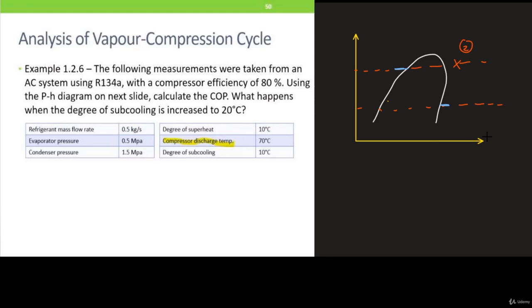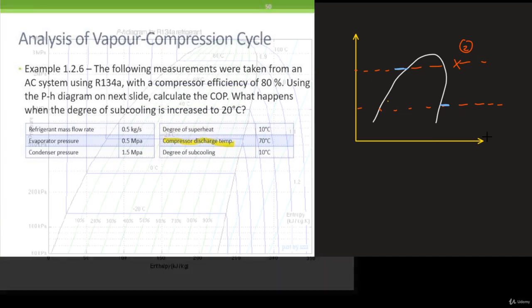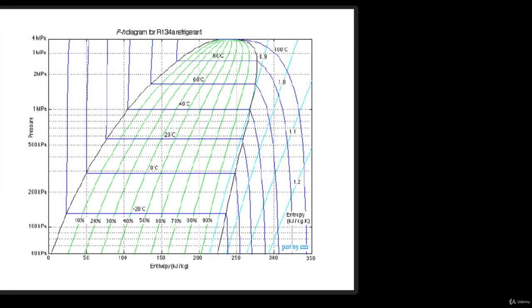So let's draw the 2 lines. Refer to slide 50. I'm going to draw the 2 pressure lines, because you need that in order to proceed forward. So first, you know that the evaporating pressure is 0.5 MPa or 500 kilopascal. It is actually this line over here. So this is your PE equal to 0.5 MPa.